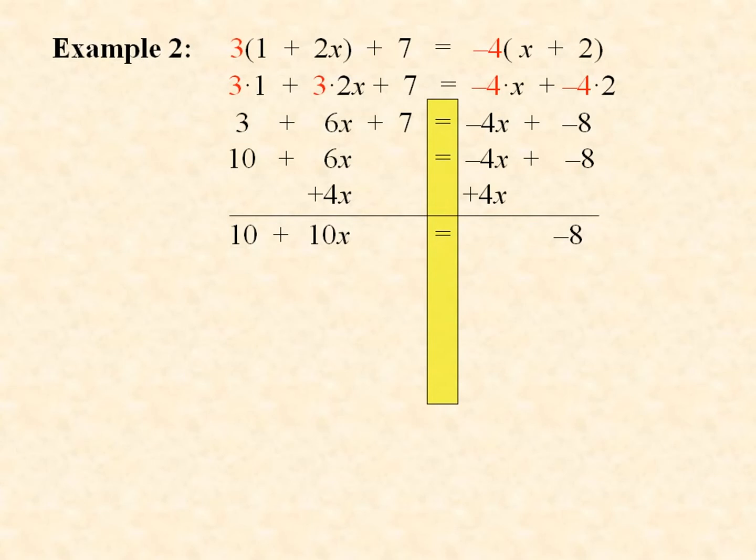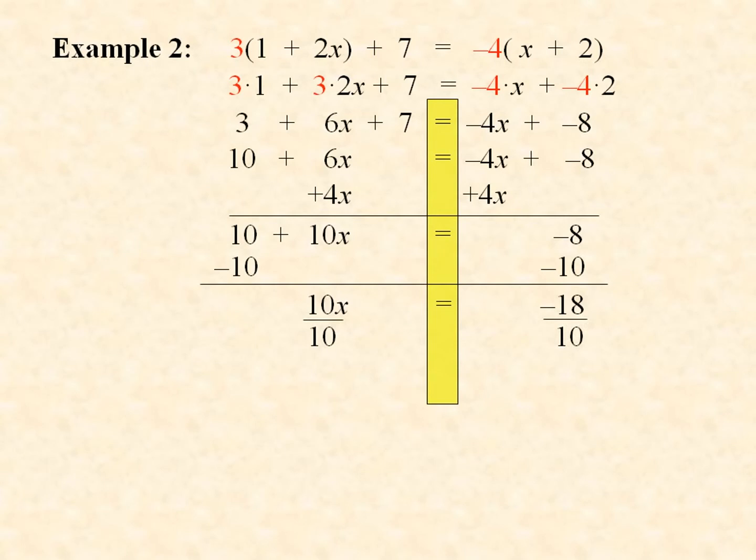Now we need to get x by itself. We will eliminate the 10 that's being added there. We add negative 10 to both sides. And that gives us 10x = -18. We divide both sides by 10. And we're left with x = -9/5 because -18/10 reduces. 2 goes into 18 9 times, 2 goes into 10 5 times.